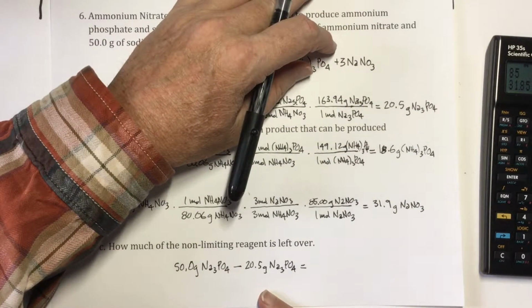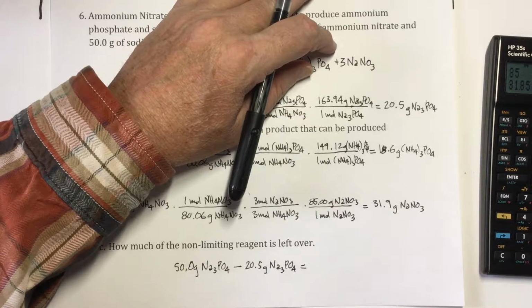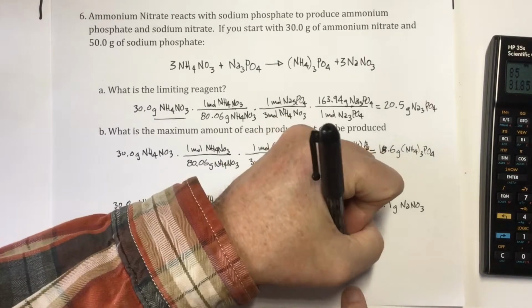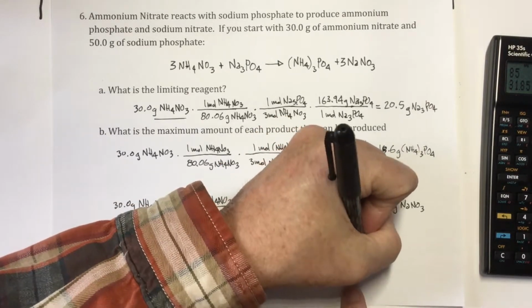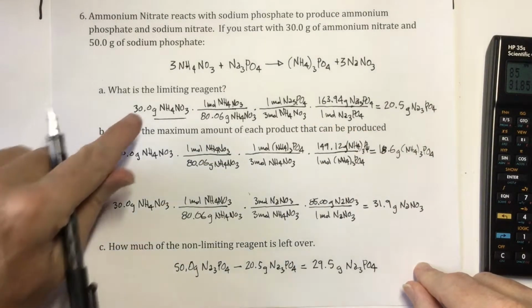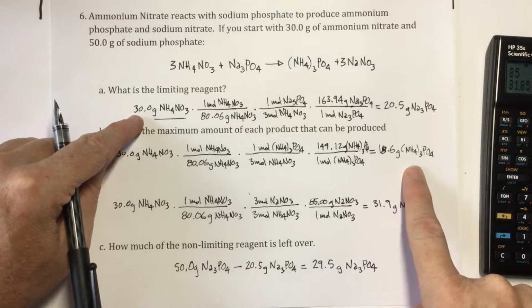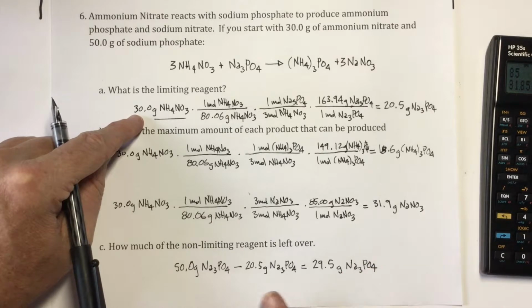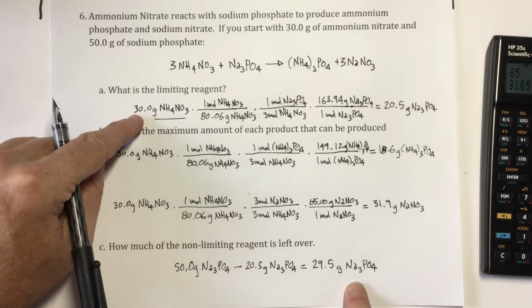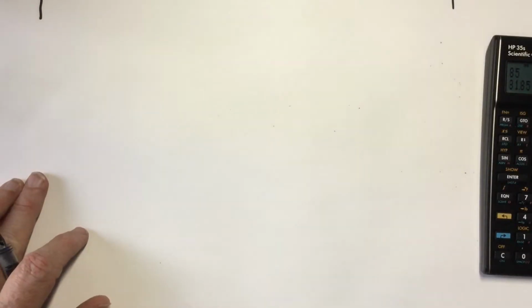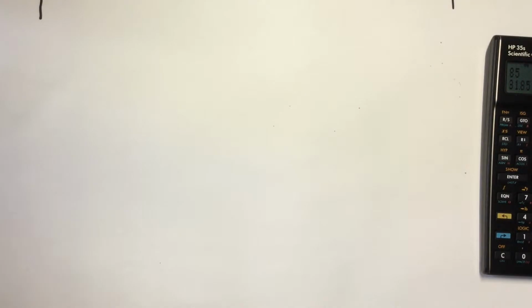I should be able to do that in my head. What is that? 29.5? Yeah, 29.5 grams Na3PO4. There we go. Limiting 18.6 grams of sodium phosphate, or ammonium phosphate, 31.9 grams of sodium nitrate, and I would have 29.5 grams of sodium phosphate left over. Whew. Problem 6, done. Problem 7.